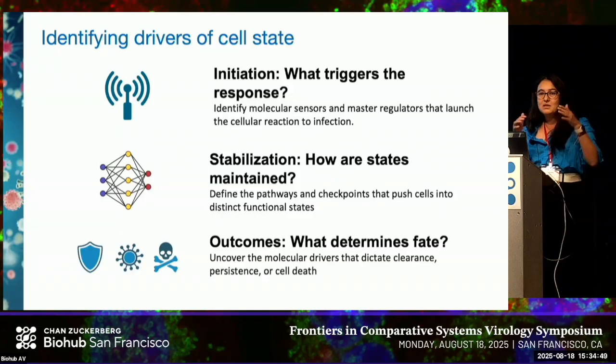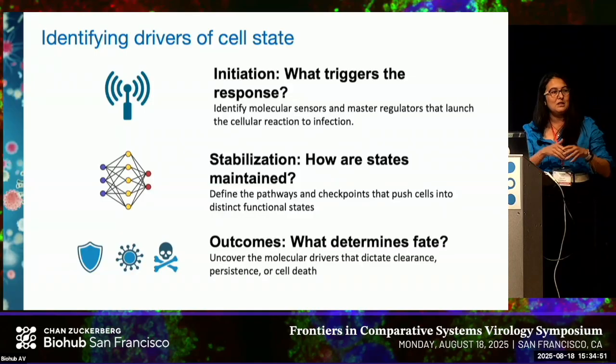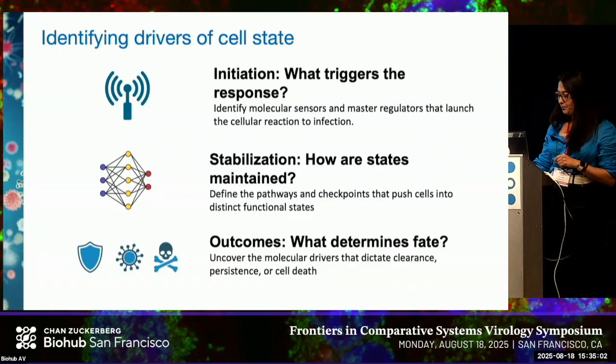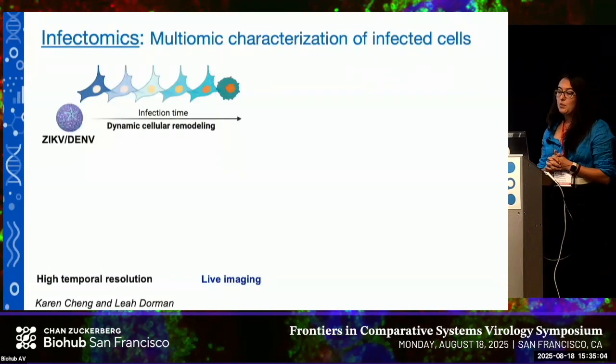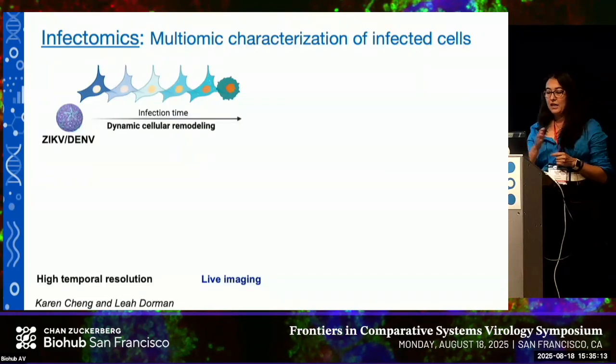Once the cell goes into this cell state, what determines that one cell becomes resistant or clears infection, or becomes abortive, as we have seen several times today, or ultimately succumbs to infection? So to do this, we're addressing this question in a multimodal way. We are looking at the remodeling of cellular responses in high temporal resolution. In our case, the model is going to be A549s that are infected with either Zika or dengue.